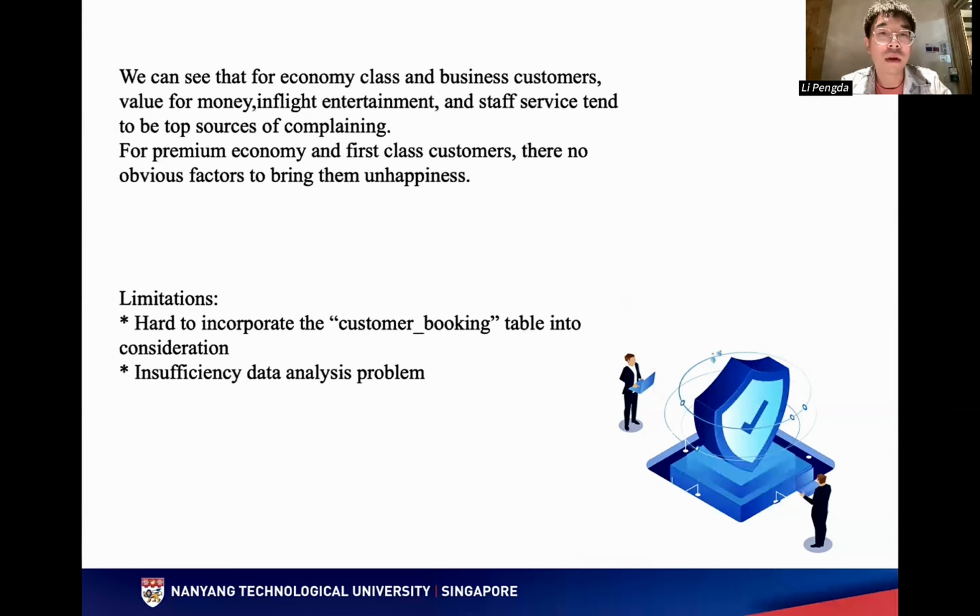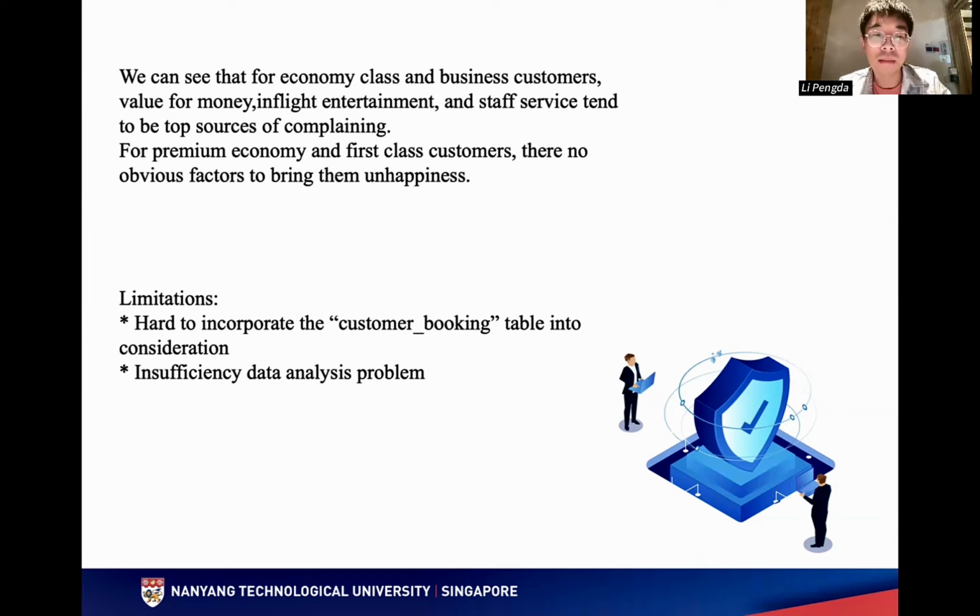We can see that for economy class and business customers, value for money, in-flight entertainment, and staff service turn out to be top reasons for complaining. For premium economy and first class customers, there are no obvious factors to bring them unhappiness.